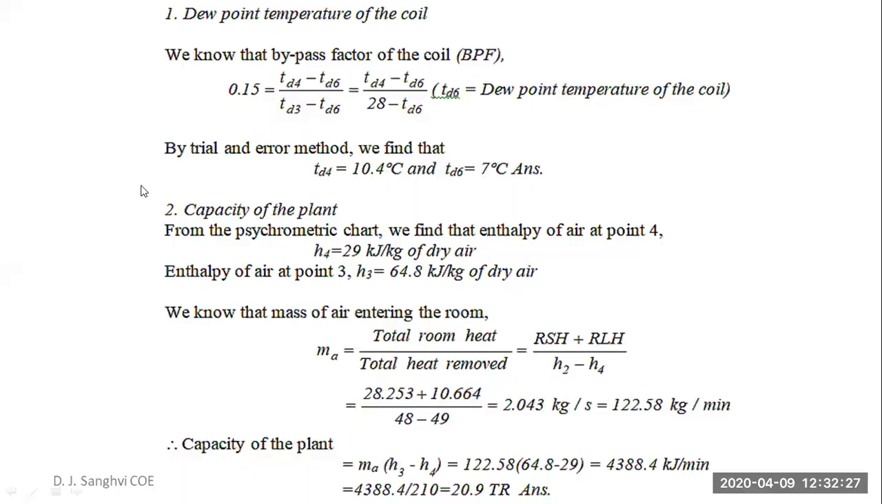Can you tell me the dry bulb temperature at point number 3? 28 degrees. Okay, that's right. So you have located the line correctly. 28.